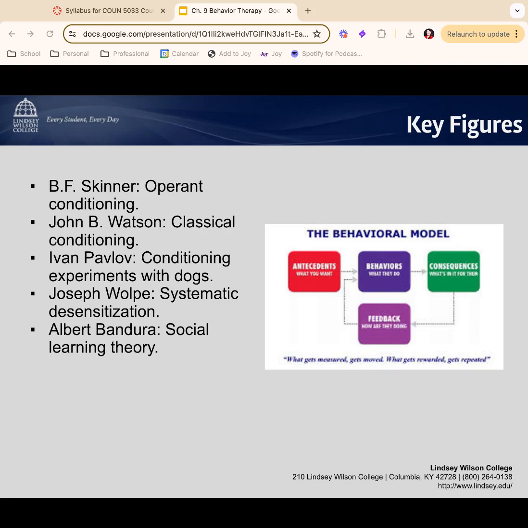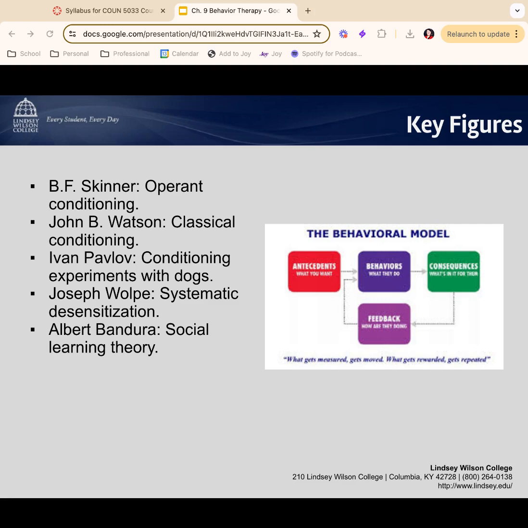Some key figures in behavior therapy are B.F. Skinner. Skinner's work on operant conditioning laid the foundation for behavior therapy techniques, such as reinforcement and shaping. You also have John B. Watson. Watson's emphasis on observable behavior and the environment's role in behavior influenced the development of behavior therapy. You also have Pavlov, which is the classical conditioning.